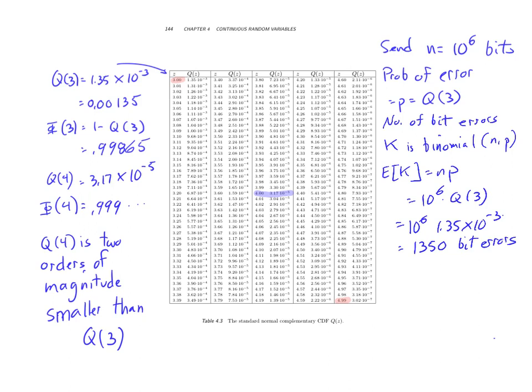On the other hand, if the probability of error is p equal to Q of 4, then the expected number of bit errors is still np, but now it's 10 to the 6th times 3.17 times 10 to the minus 5, it's only 31.7 errors. That's a lot less, and it may be the difference between a coding scheme being able to correct the errors and not.